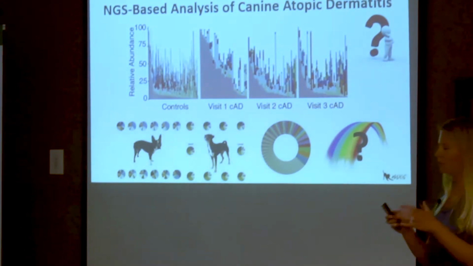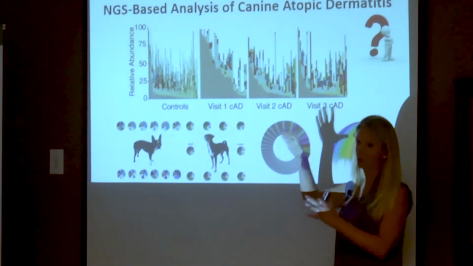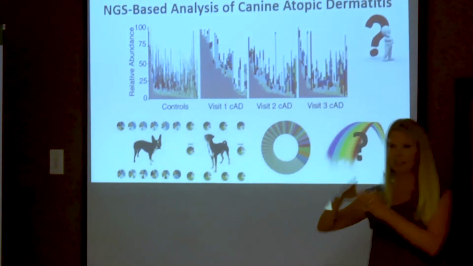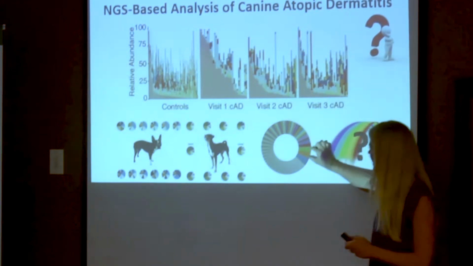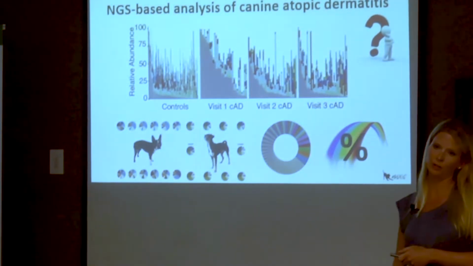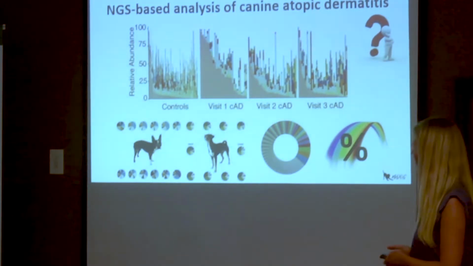So you can just picture that either this donut or all of that is 100% of all the bacteria or all the fungi, depending on what you look at, that's 100%. And the larger the piece, the higher the relative abundance of that one organism. So in this case, it's all based on relative abundance.